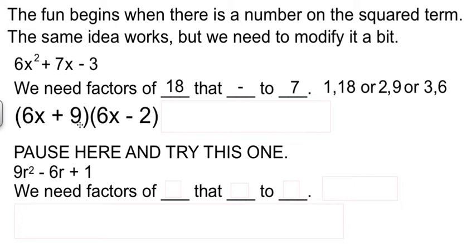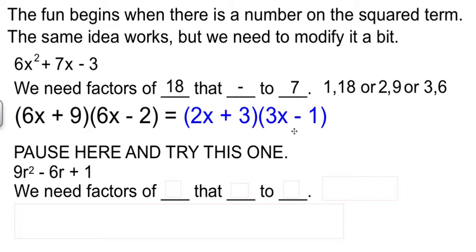This one has a 3 in common, so I'm going to divide out a 3. And it leaves 2x plus 3. This one has a 2 in common. 3x minus 1 is what's left. I divided by 3 and then I divided by 2. That's the same thing as dividing by 6, which is what I was extra to start with. 6 times 6 was 36. I was extra by 6. I've divided out that extra 6.